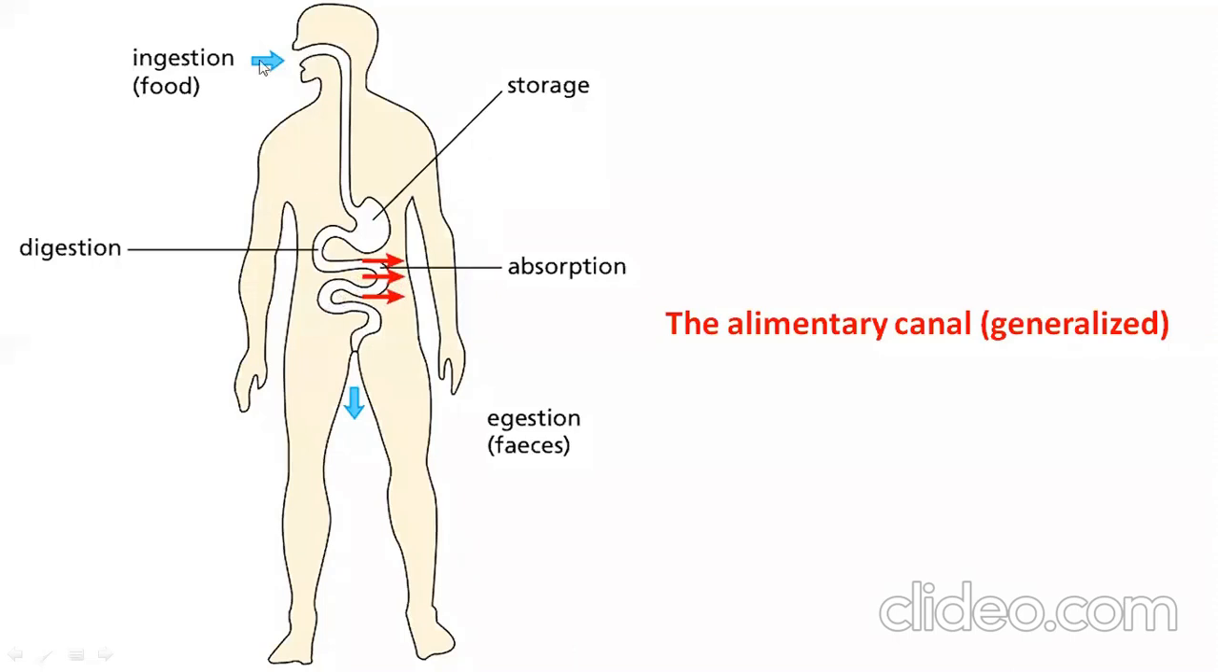Now remember, in ingestion and the mouth, two types of digestion take place. One is mechanical, another is chemical. Mechanical is with the help of teeth, and chemical is with the help of amylase enzyme, which will convert starch into maltose. Later on, the food, now called bolus, will start moving through the peristaltic movement of the esophagus. Peristaltic movement is the constriction and relaxation of the muscle.